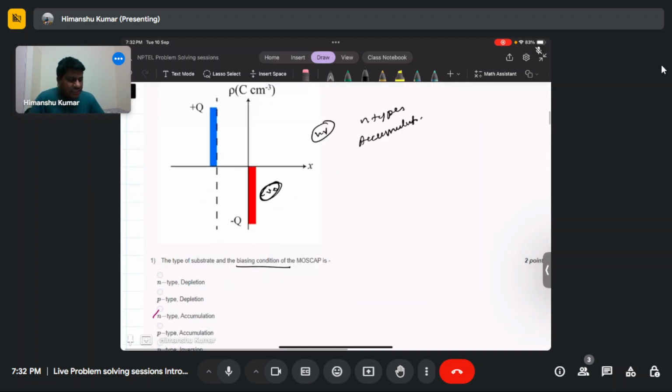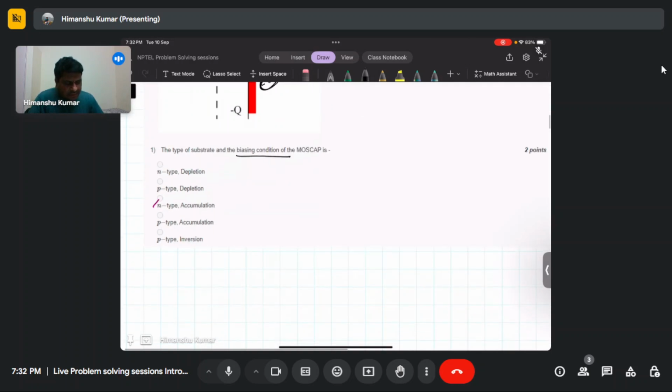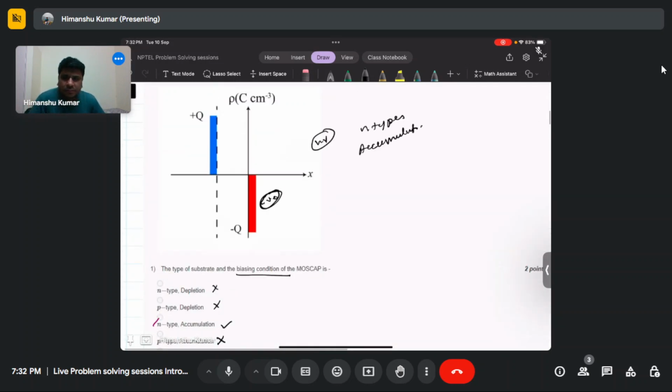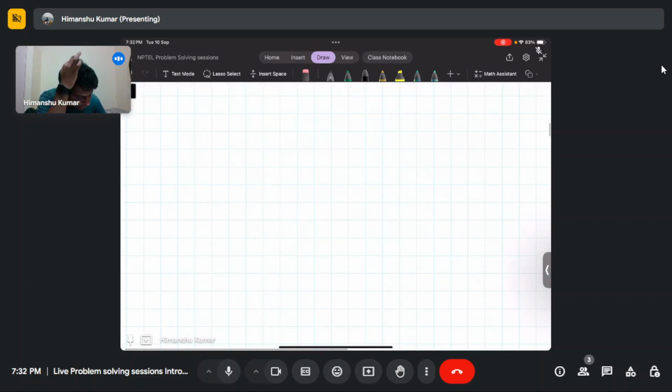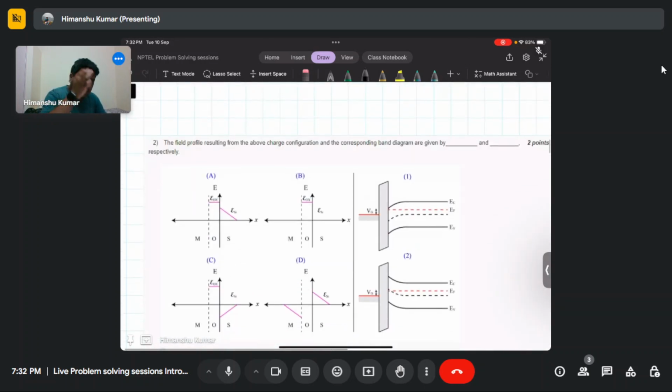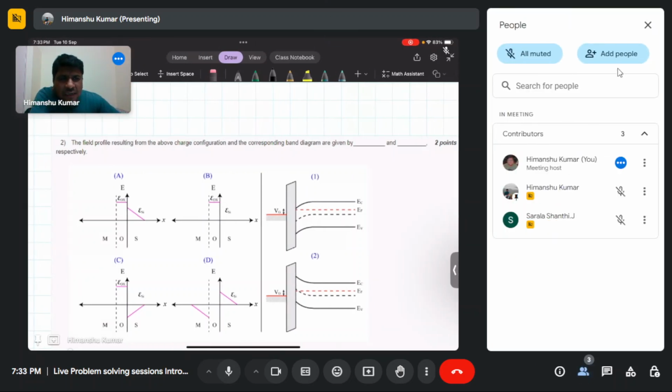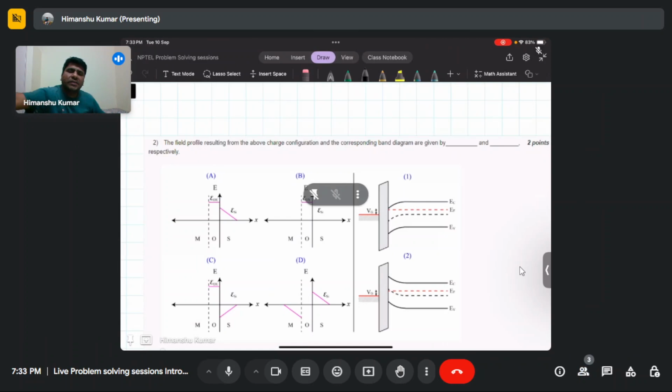So the options: n-type depletion, this is wrong. P-type depletion, this is wrong. N-type accumulation, this is the correct answer. And p-type accumulation, this is also wrong. So that is the correct answer. Let's move to the next problem. If you have any doubt, I will pause for some time, and if you don't have any doubt, then we'll start the next problem.